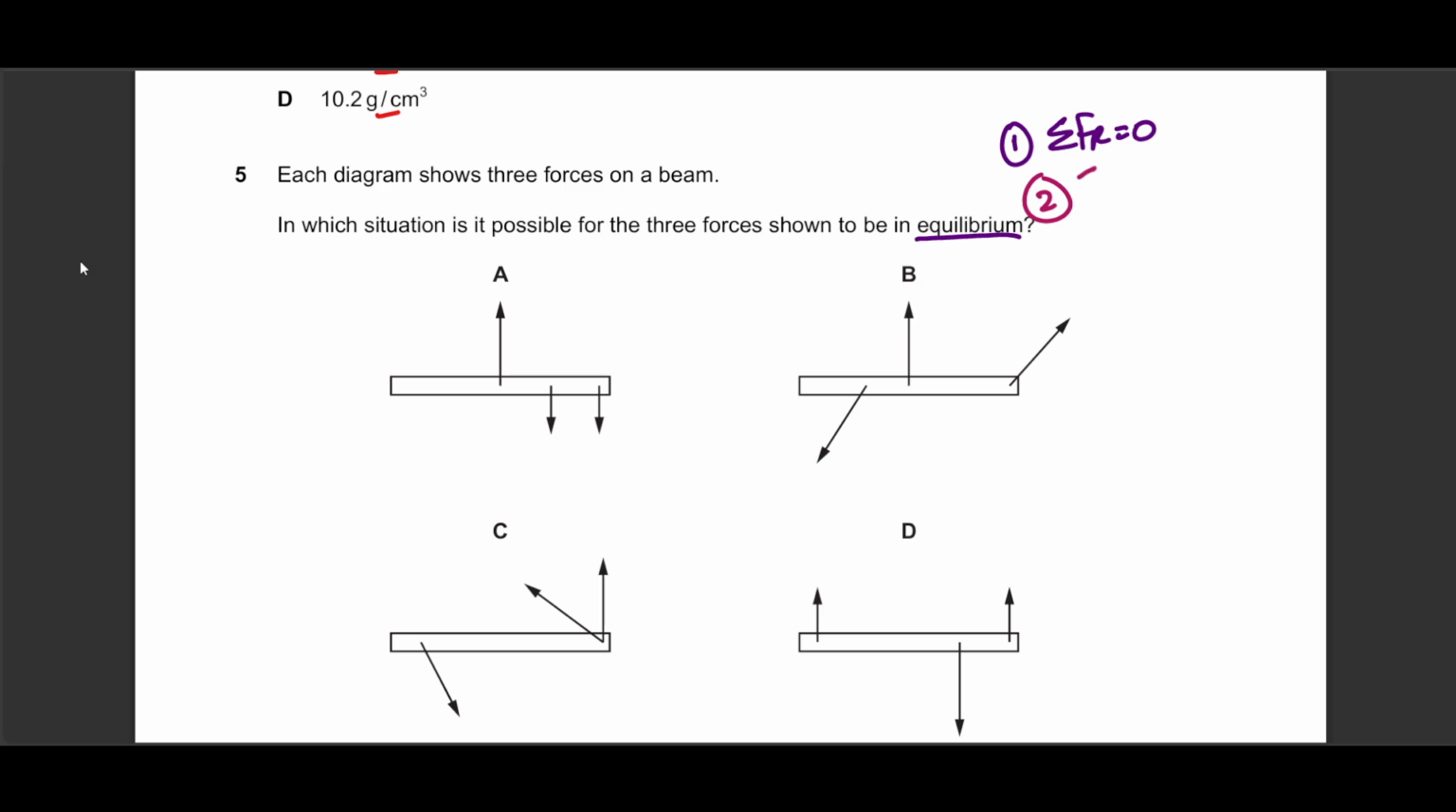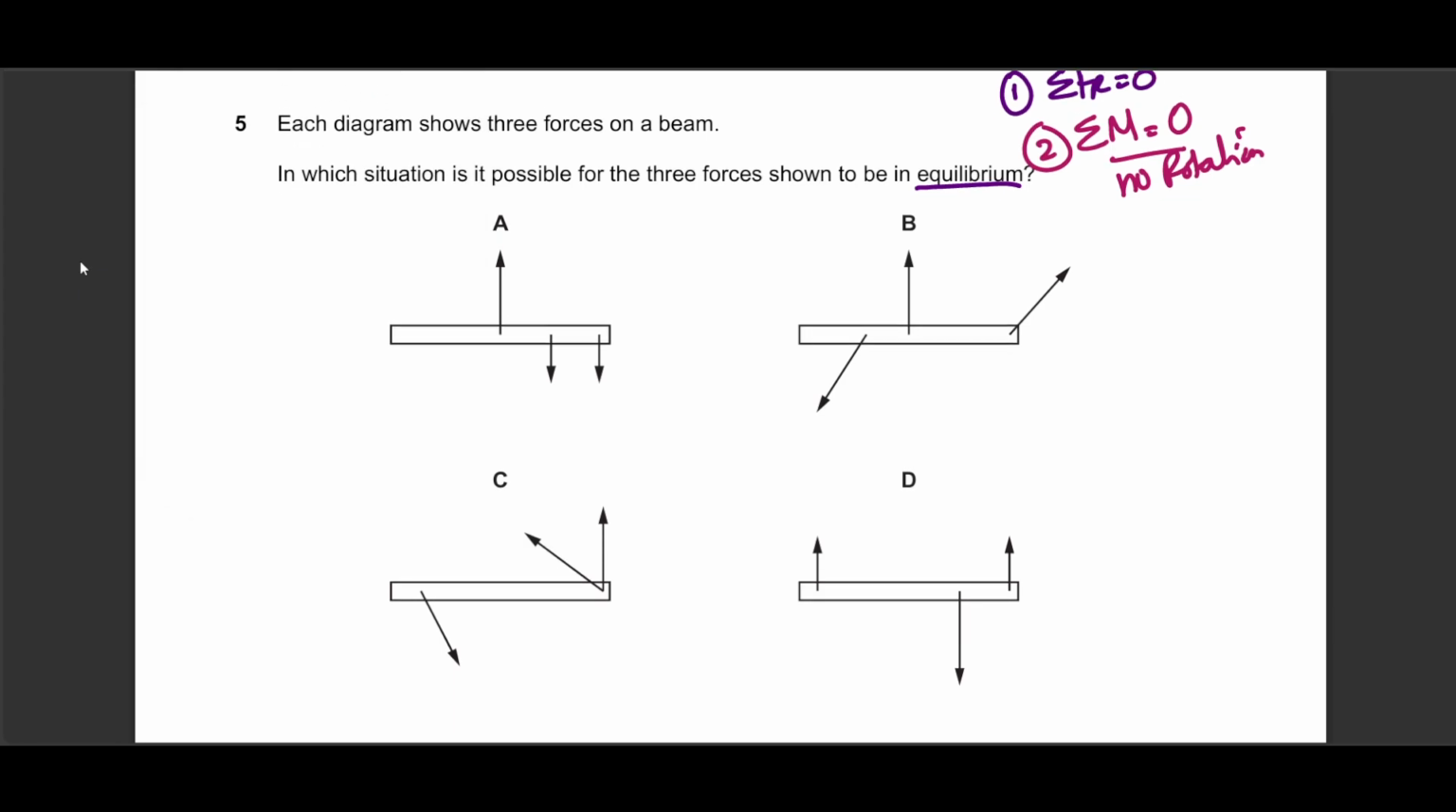The second point we need to realize is that the torque, which is going to be an A-level statement, so the moment of the whole system should be equal to 0, which means that there should be no physical rotation, either clockwise or anti-clockwise. Okay, so we have three forces. Now, what's wrong with option A? In option A, we can see that there is going to be a bit of rotation and the object would still be trying to move upwards. So it's going to go like this.